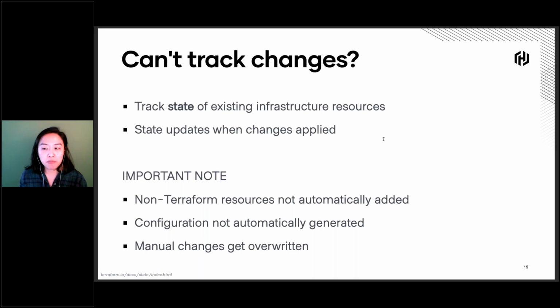Something that's really important to know when you first get started with Terraform is that the non-Terraform resources are not automatically added. I get a number of questions to say like, oh, if I have something in Amazon or Google already, can I just port them into Terraform and it's automatically imported in to state and managed by Terraform?